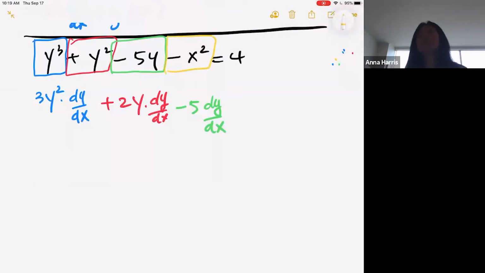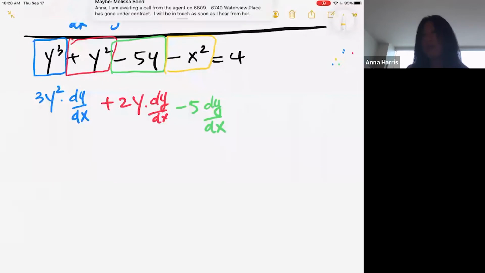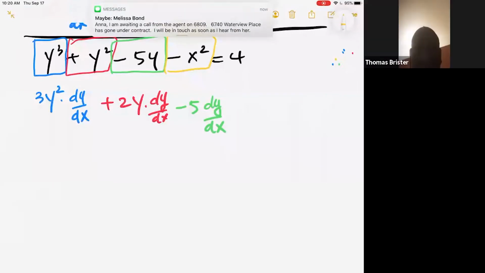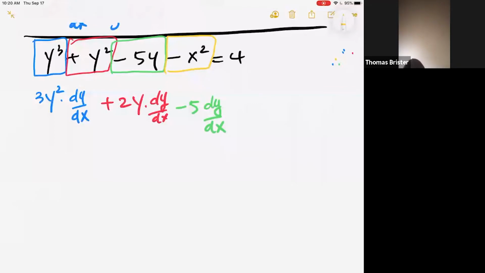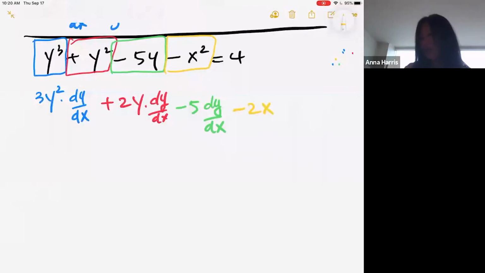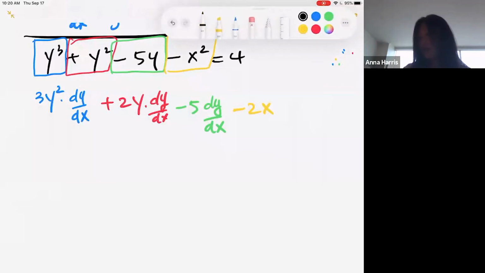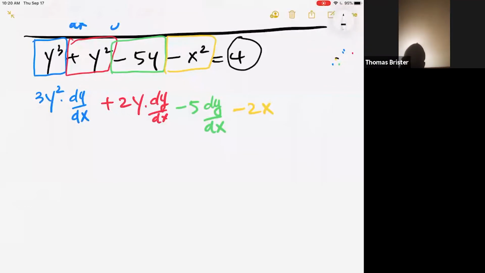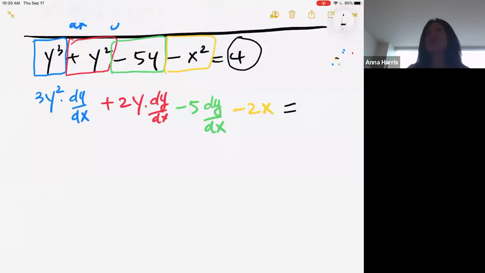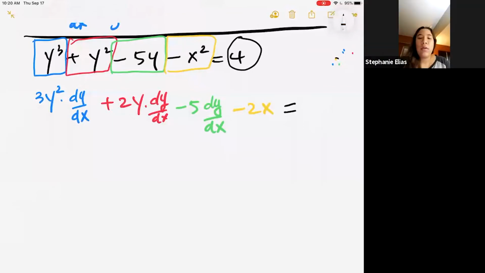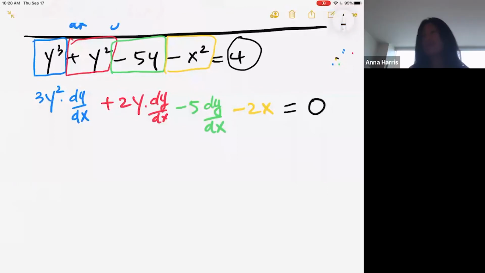Negative x squared. So Thomas, what is the derivative of negative x squared? Thomas, you need to unmute it. I cannot hear you. What's the derivative of negative x squared? Is it a 2x? So negative, it's a negative sign, so negative 2x, great. Okay, next one, that's the easy part. What is the derivative of that? Stephanie, what's the derivative of 4? 0. Right, constant rule, always 0.